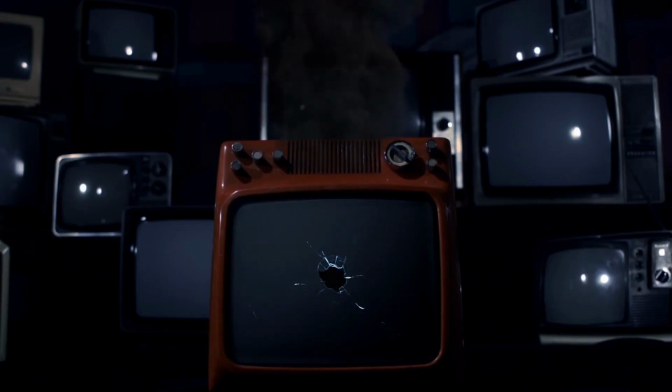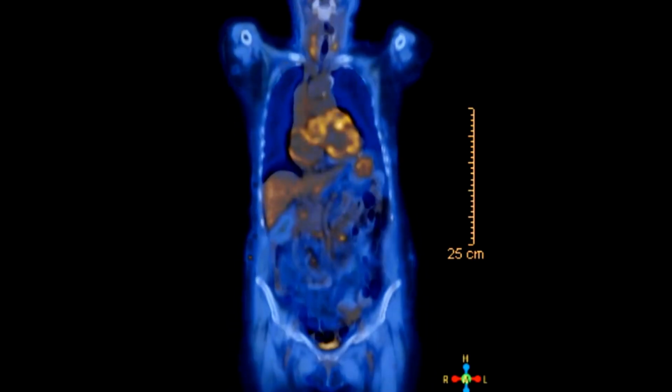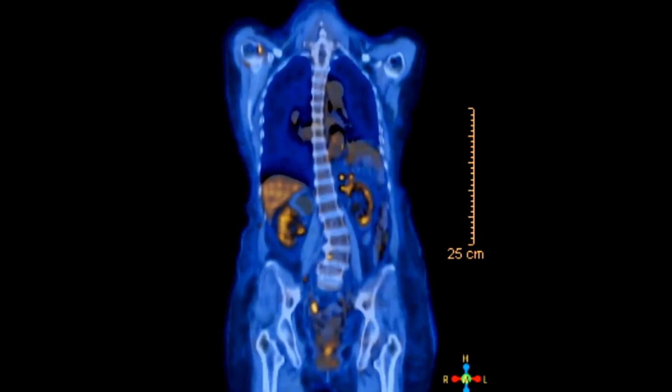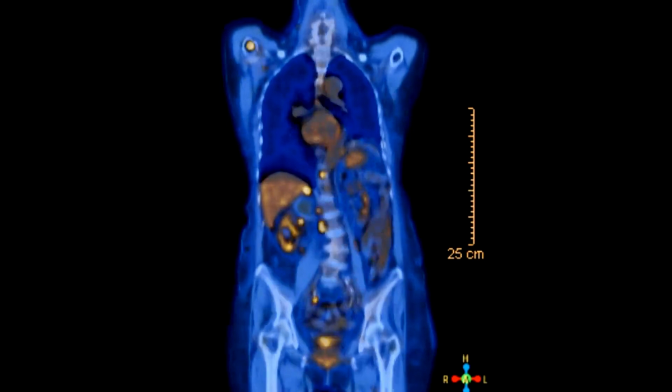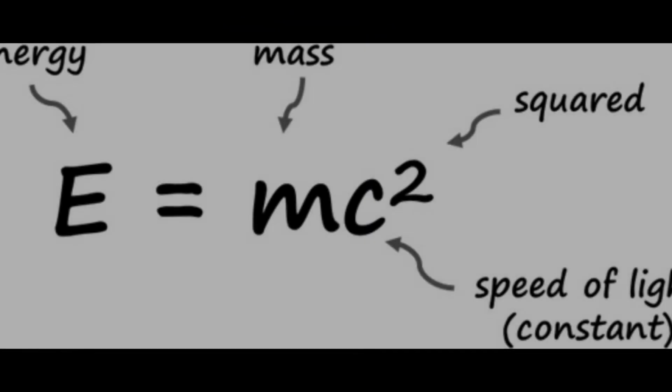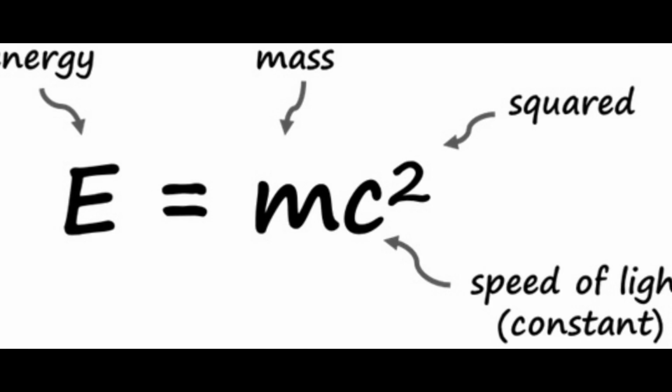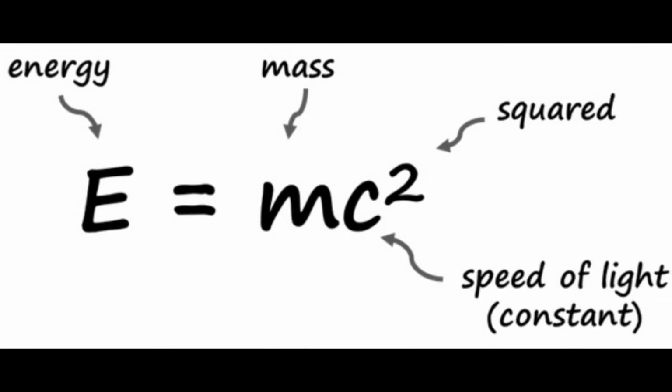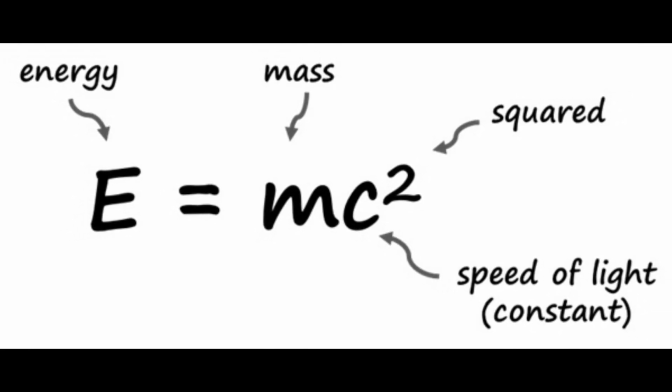But it's not all about destruction. Mass-energy equivalence is essential for peaceful applications too, like medical imaging. In technologies like positron emission tomography, the conversion of mass into energy is harnessed to provide critical insights into our health. This concept of mass-energy equivalence is deeply intertwined with the principle of the conservation of mass energy, which states that the total mass energy in a closed system remains constant.